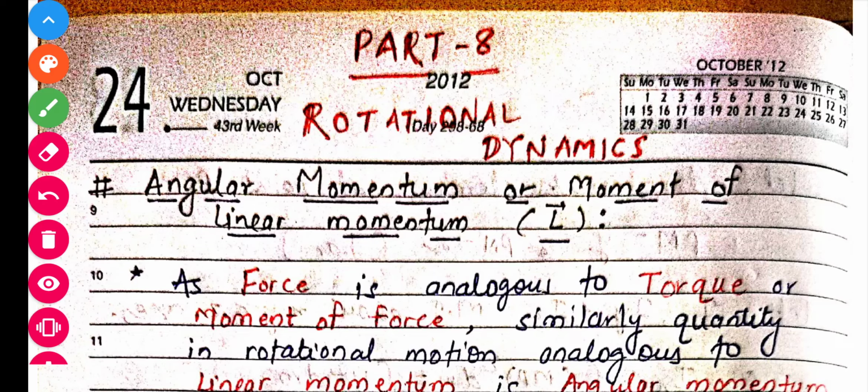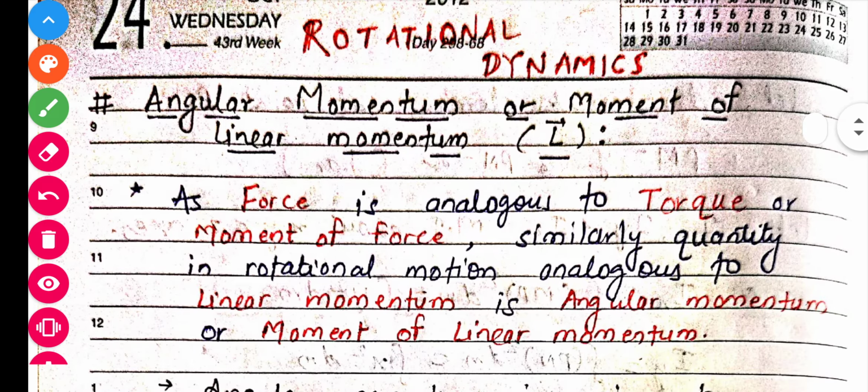So, welcome to the next lecture. This is part A of the rotational dynamics. In previous lectures, we have completed till the topic theorem of perpendicular axis. In today's lecture, we are going to discuss angular momentum, or you can say moment of linear momentum, that is L bar or vector L.